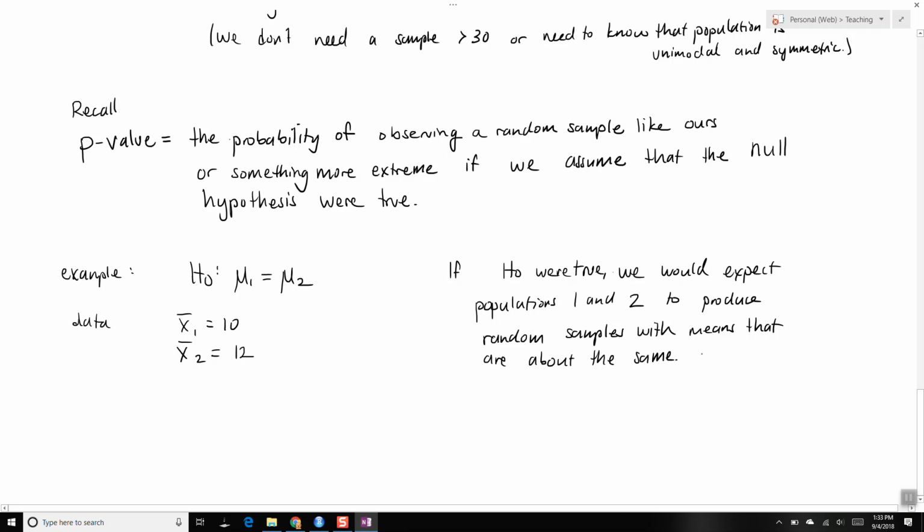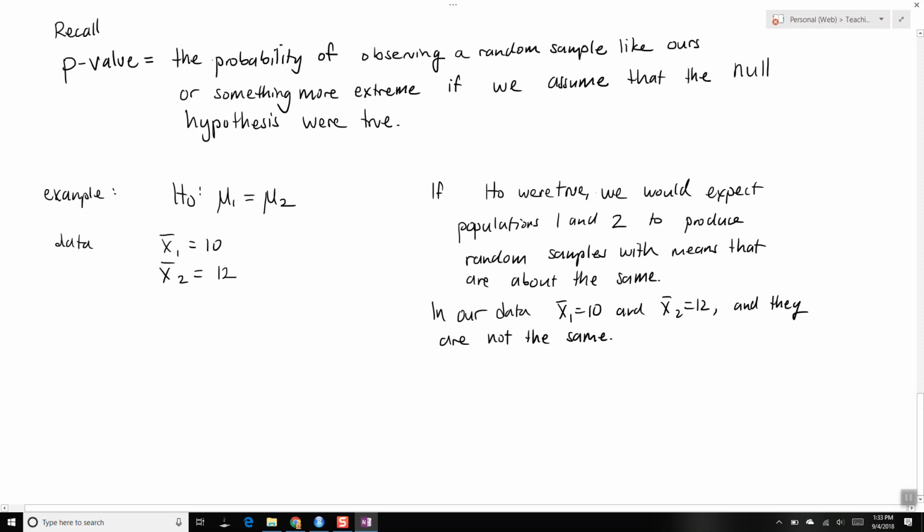So if the null hypothesis were true, we would expect our two populations to produce samples with means that are about the same. We get one sample had a mean of 10, the other had a mean of 12, okay? In our data, x bar 1 is 10 and x bar 2 is 12, and they are not the same. And so the question is, if the null hypothesis were true, what is the probability that we get a difference of 2 points or something more unusual?